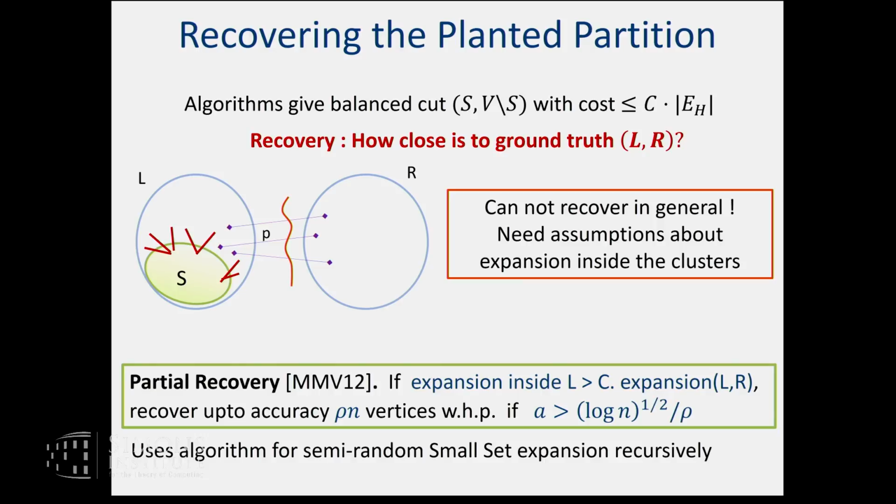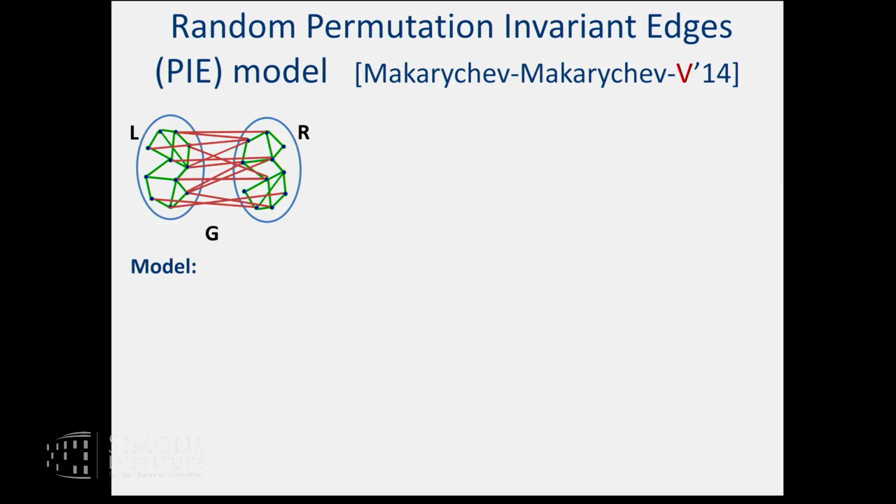Okay, so this is nice, but however, the graph between the two clusters is still random, and we'd like to get rid of this. So here, joint work with Makarychev and Makarychev, we propose this model called the random permutation invariant edges model. So this is the model.